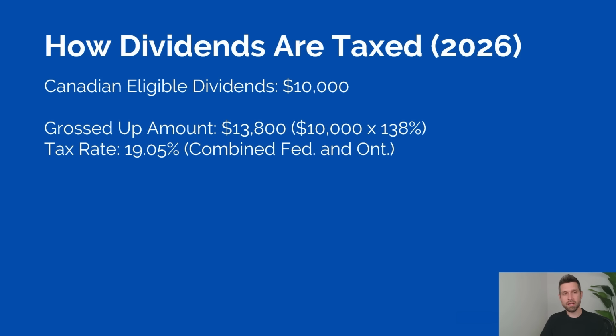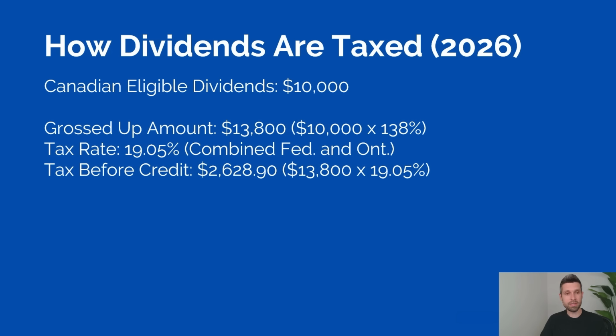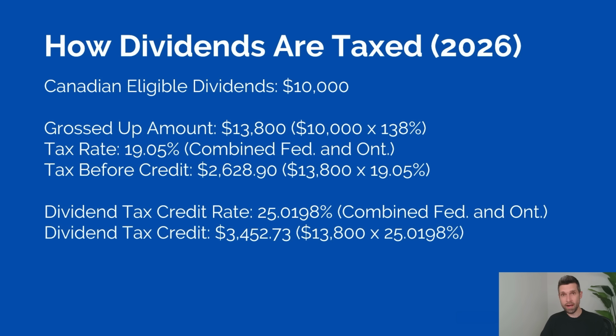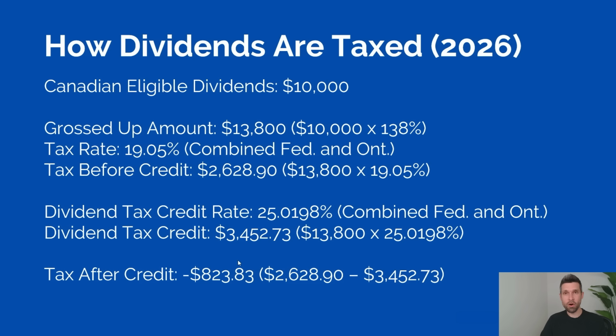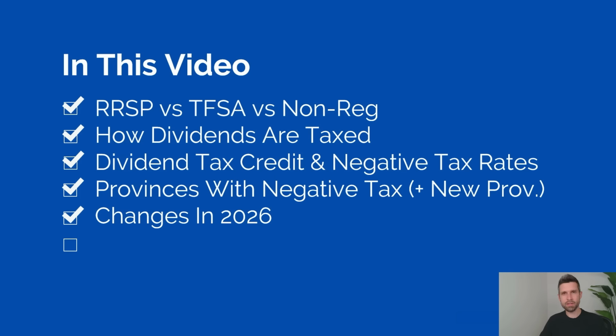So we have our grossed up amount, but now we have a lower combined federal and Ontario tax rate that leads to a lower tax before credits. We have the same credit being applied, and so we actually end up with a lower tax rate of negative 8.24%. So instead of negative 7.55%, it's now going to be negative 8.24%. The same thing is going to apply to BC and Alberta as well. So those negative tax rates that we just saw on taxtips.ca, they will be getting even better as of 2026. So now that we know the changes happening in 2026, let's see how this affects your retirement plan.